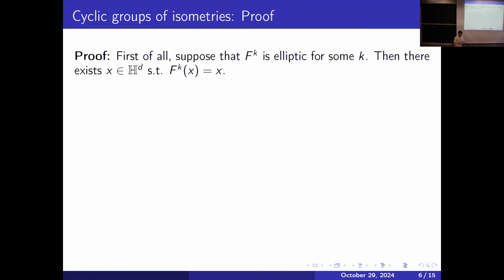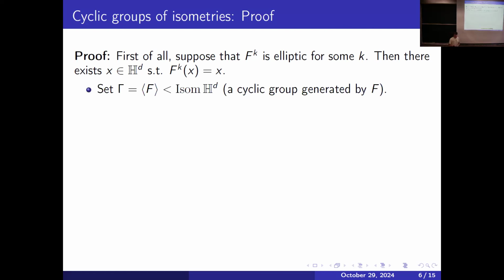Now the proof of this proposition. We start assuming that f to the power of k is an elliptic isometry for some k. So suppose that some power of f is elliptic. Okay, then there exists an element x, obviously, such that f to the power of k of x is x, right? f^k is elliptic, which means that we have some fixed point.